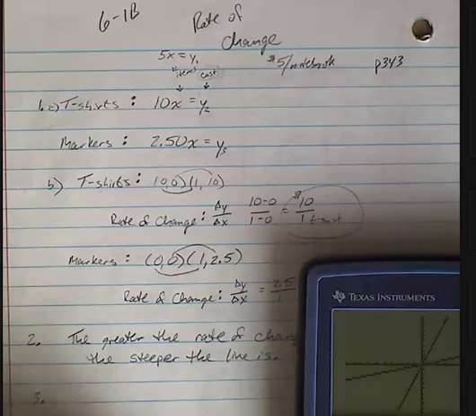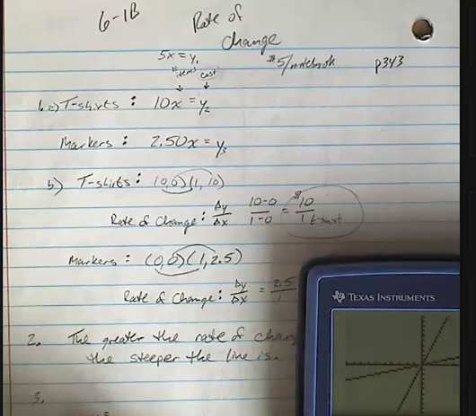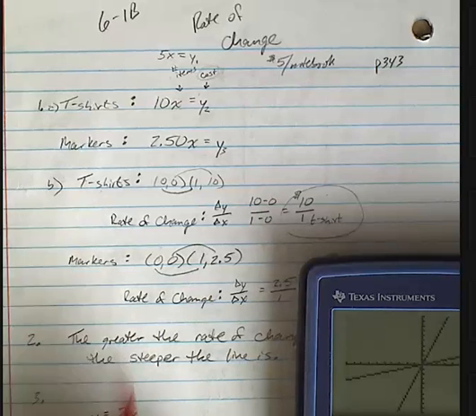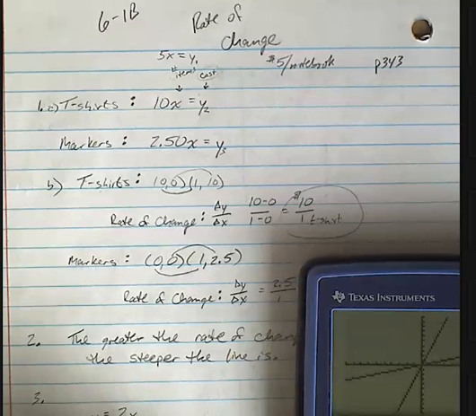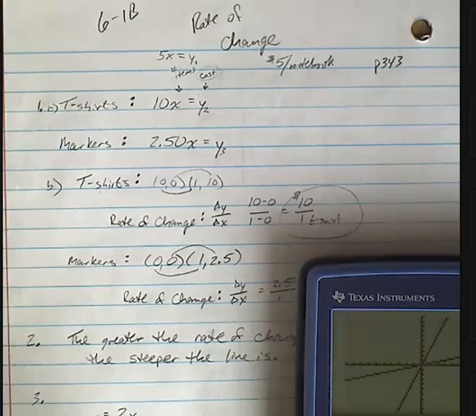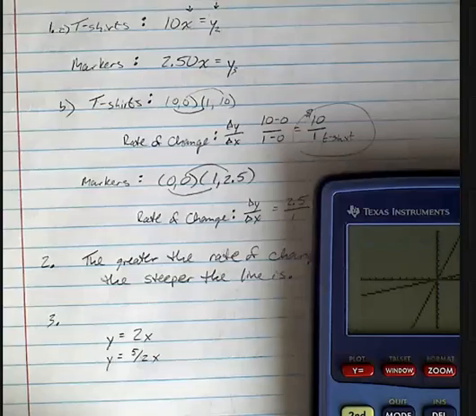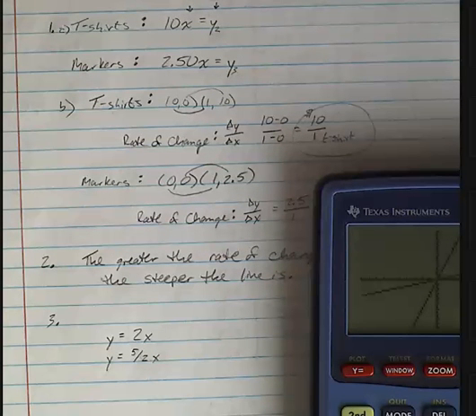Which one would be better? Which one's going to be steeper here? What if I have 2x and I have 5 halves x? Which one of these is going to be steeper? 2x or 5 halves x? It's not on there, but I want to know which one of those. 2x is steeper or 5 halves is steeper? Which one?